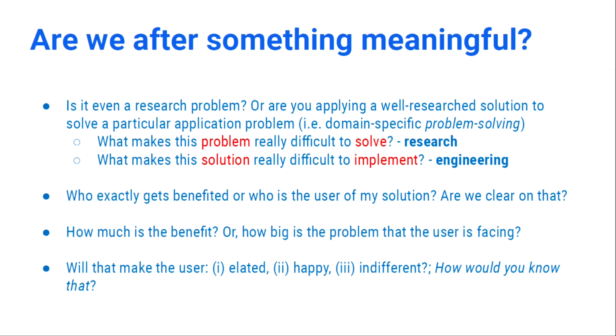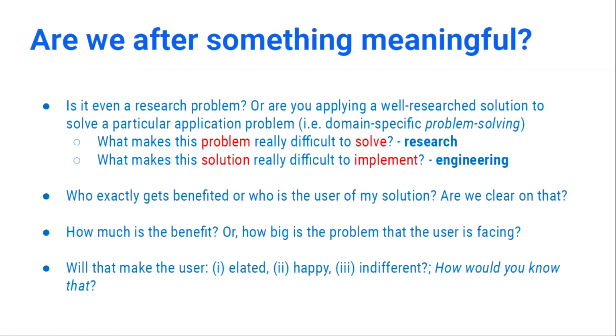What does that mean? Okay. The very first thing we need to understand is: is it even a research problem? And this is where there is a very thin borderline between research and engineering. A lot of times you choose a problem which is actually an engineering problem, but you think it is a research problem, and vice versa. So are you applying a well-researched solution to solve a particular application problem, which is what we technically call problem solving, or is it more of a research?